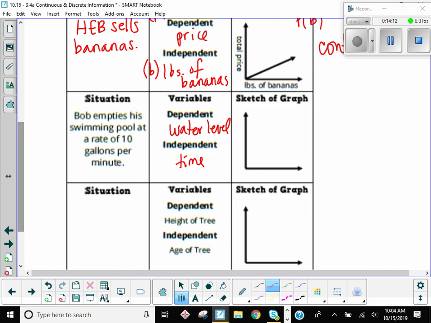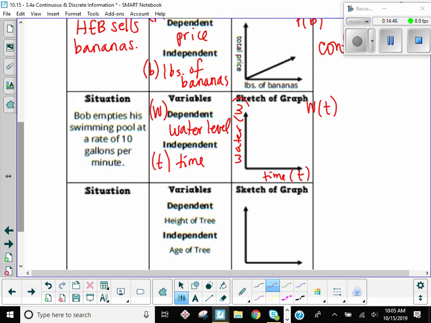What letter do you want for water level? W? And for time? Is function notation W of T or T of W? W of T. Dependent on the outside, independent on the inside. What's the horizontal axis? Time. So the vertical one is water level. W.